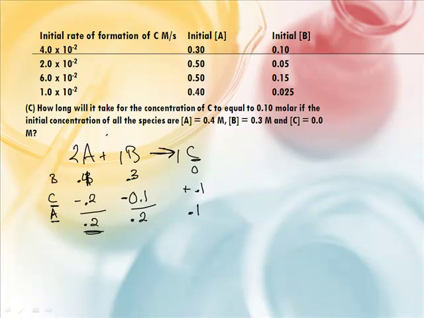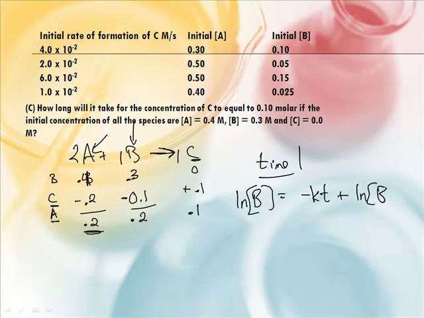But we really don't care too much about A, because the rate law only depends on B. Now, we're trying to find a time. When you're trying to find time, the key thing is we use the integrated rate law. Now, this is a first-order reaction. And so if you recall, the integrated rate law for a first-order reaction is the natural log of B would be equal to negative kt plus the natural log of B original.